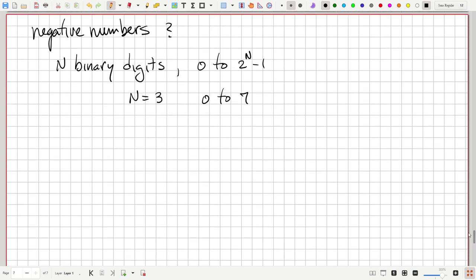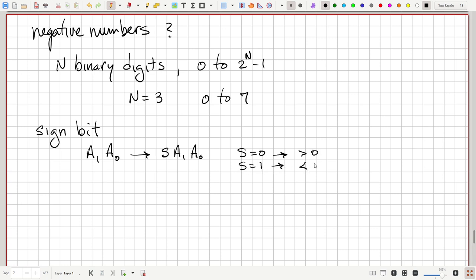All right, so how are we going to represent a negative number? The most straightforward way is kind of like the way we do it in decimal notation. We're going to use a sign digit, or in this case, because we're doing binary, a sign bit. So suppose we have a 2-bit number, A1 and A0. Each of these binary digits is called a bit, and we want to be able to represent either plus or minus that value. So we put a sign bit, S, in front. And we would say that S equals 0 means greater than 0, and S equals 1 implies a negative number.